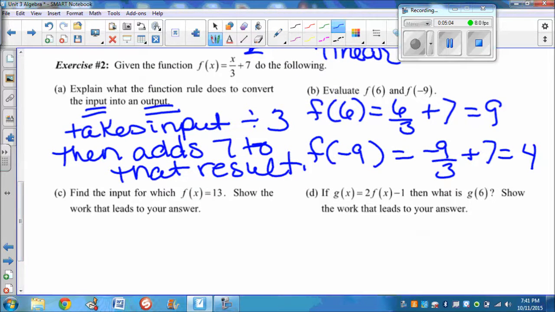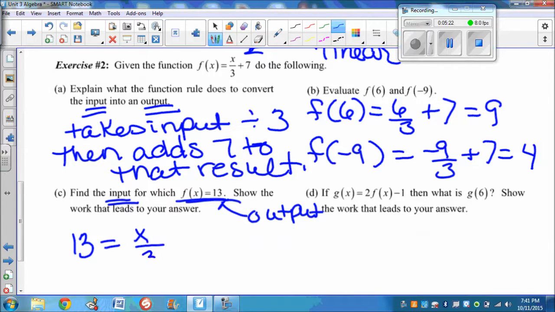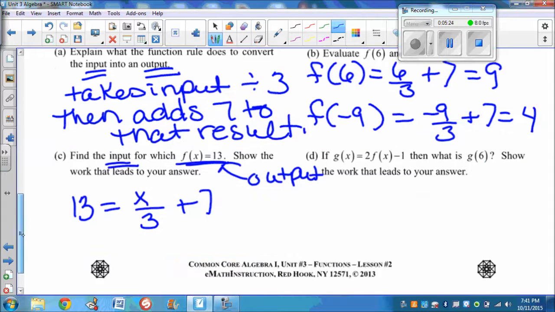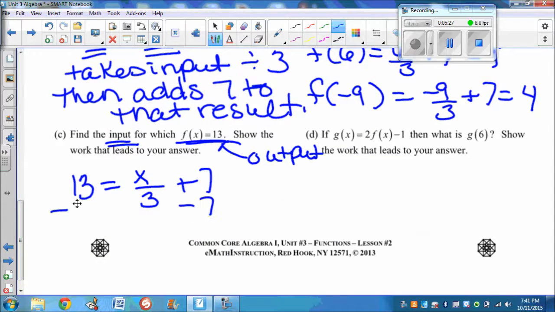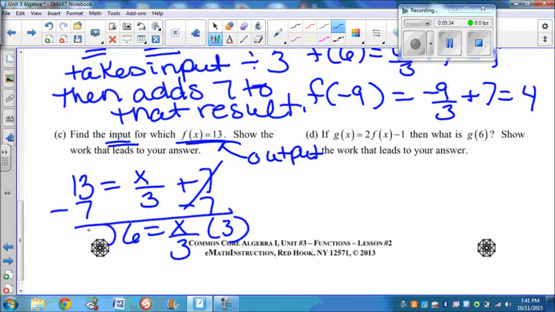It says find the input for which f of x equals 13. So right here, they're giving us the output, and we need to find the input that goes with it. So we've got to find the x. So we're solving for x. We know what the output is. We know what the y is. So 13 equals x divided by 3 plus 7. So we've just got that linear equation. We'd subtract 7 from both sides, and we'd end up with 6 equals x divided by 3, multiply by 3 on both sides, and you would get your input is 18.